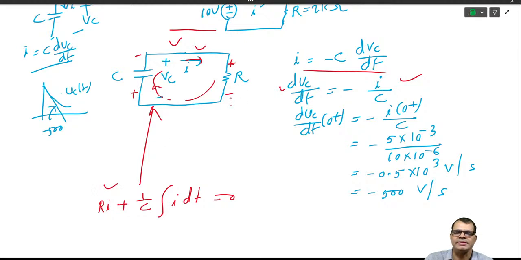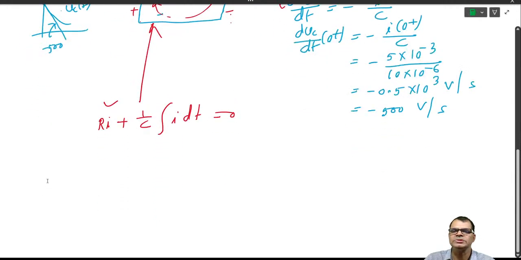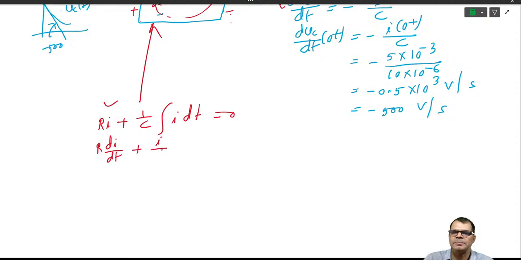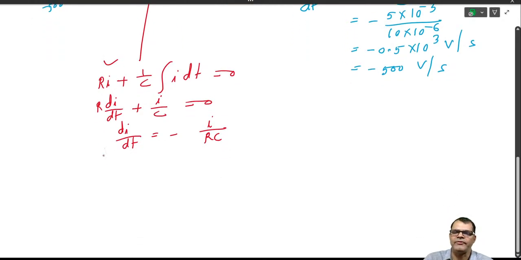I am traversing from negative to positive, so RI, then from negative to positive, plus 1 upon C integration of I dt. Now I will differentiate it, so R di upon dt plus I upon C equal to 0. So di upon dt is equal to minus I upon RC. Clear? Now it is time to put the value at 0 plus.